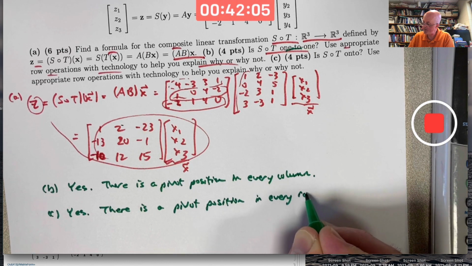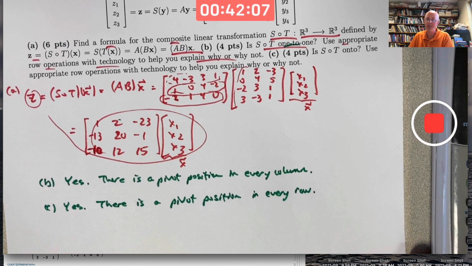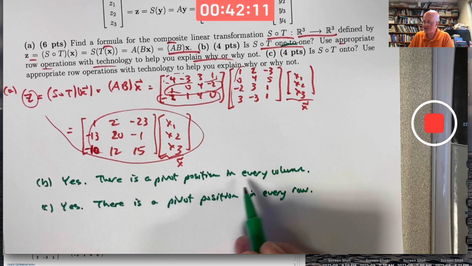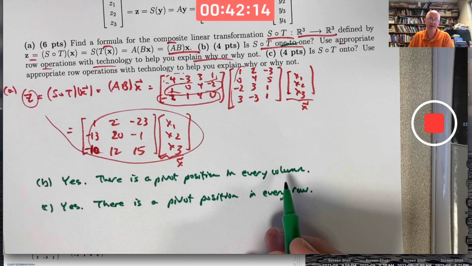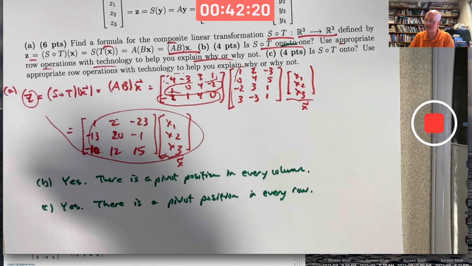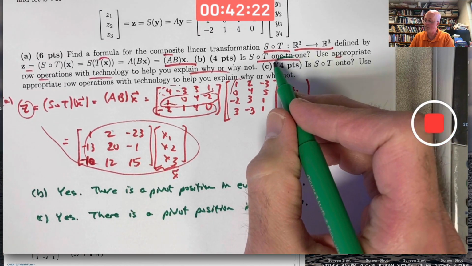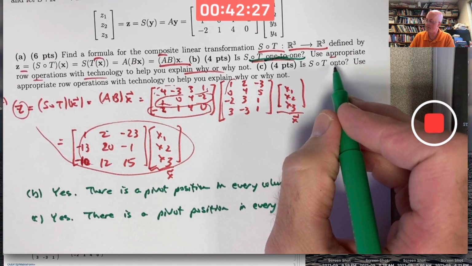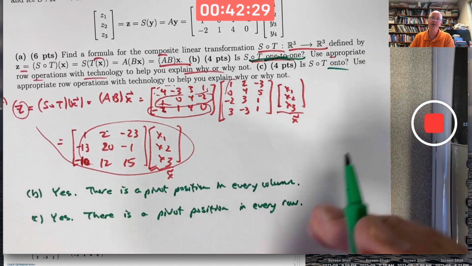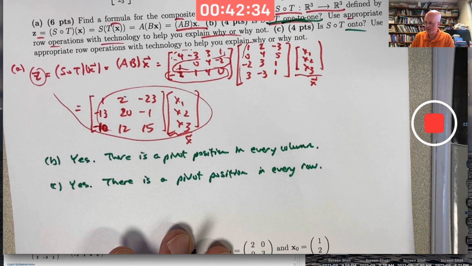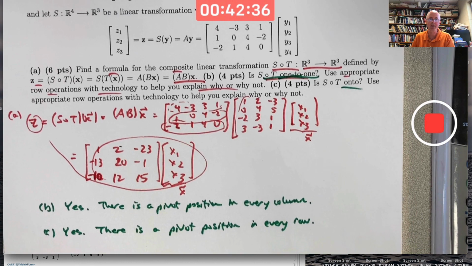You also could quote the invertible matrix theorem. With a square matrix like this, if there's a pivot position in every column, that's enough to say the matrix is invertible. And that's also equivalent to saying there's a pivot position in every row. And other equivalencies include the fact that with the square matrix, the linear transformation is going to be 1 to 1 if and only if it's onto. Those are various kinds of reasons that you could give for why the answer is yes.